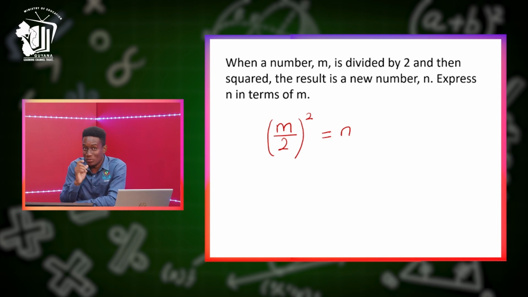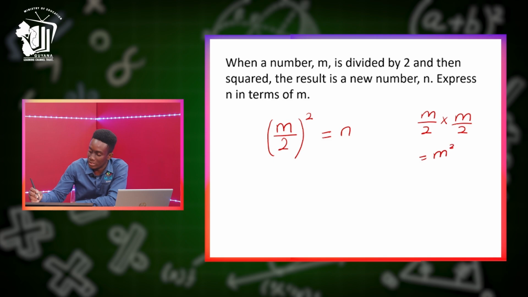So this is the answer, but we can take this a bit further. So m over 2 squared will be the same as m over 2 multiplied by m over 2. So this will be equal to m times m is m squared. 2 times 2 is 4. So m squared over 4. So it's m squared over 4 is equal to n. And that is the answer when this is simplified.